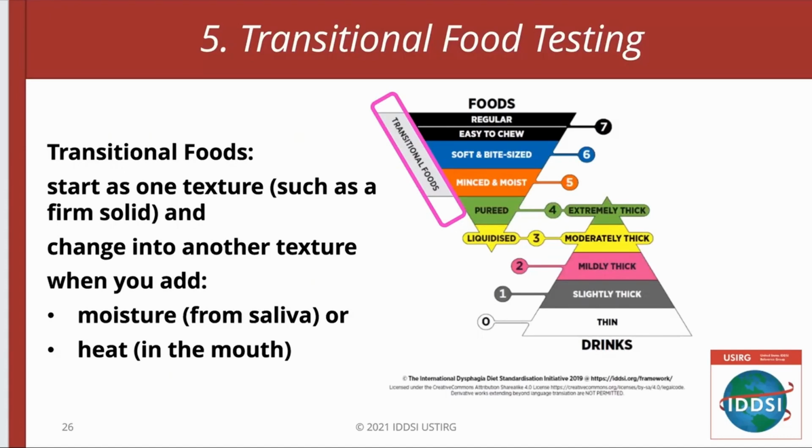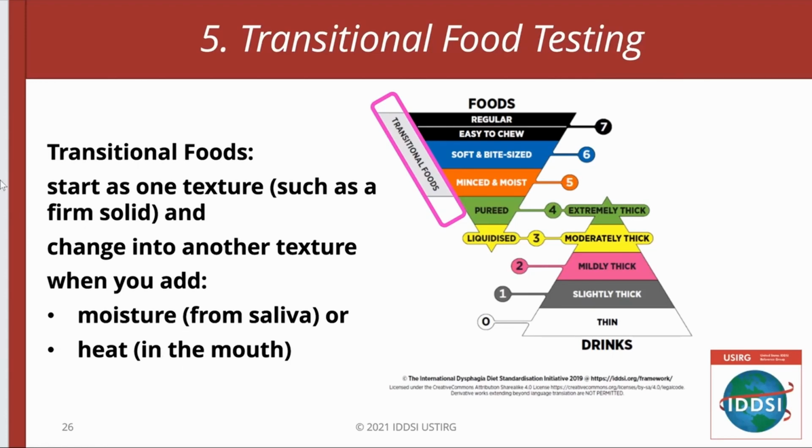Now we will address how to test transitional foods. But first, what are transitional foods? They are foods or items like ice chips that start as one texture, such as firm or solid, but they change into another texture, specifically when moisture, like water or saliva, is applied, or when a change in temperature occurs, such as heating in the mouth.